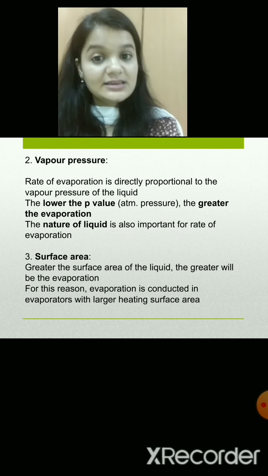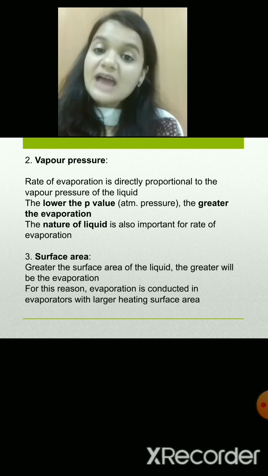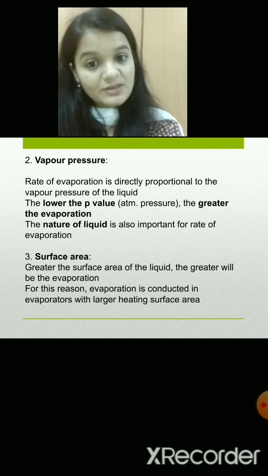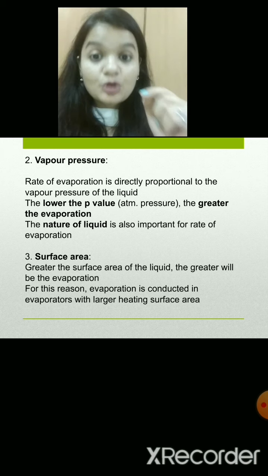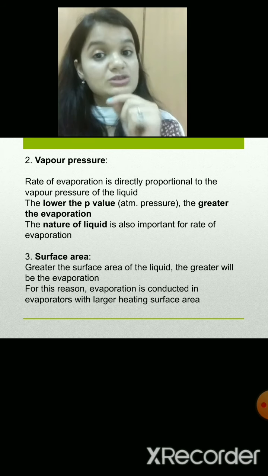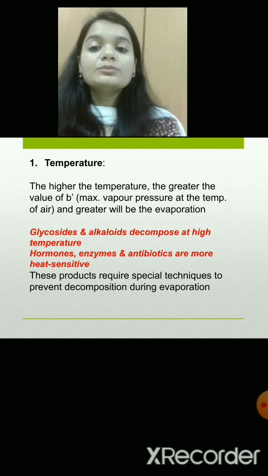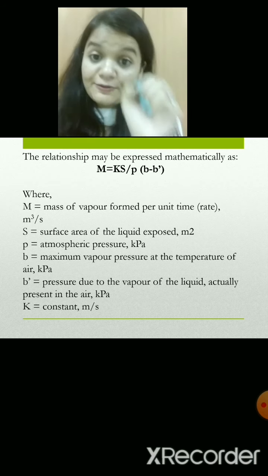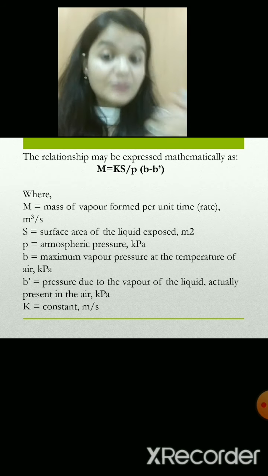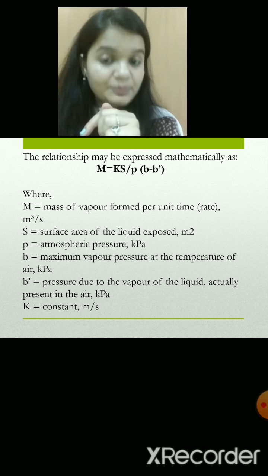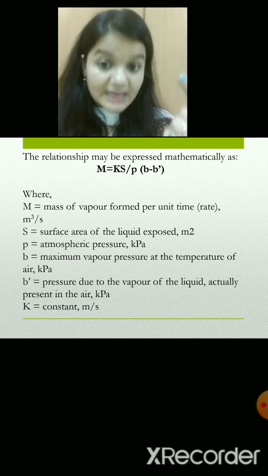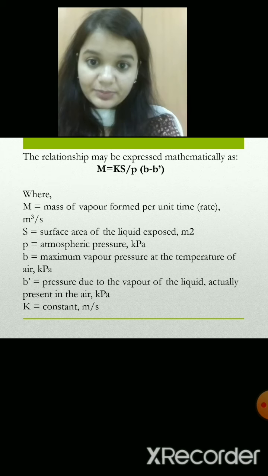Now let's take the second factor, that is vapor pressure. As we have already discussed, the rate of evaporation is directly proportional to the vapor pressure of the liquid. Higher the vapor pressure of the liquid, higher is the rate of evaporation. But here the atmospheric pressure also plays a major role, right? Atmospheric pressure in this equation is inversely proportional. So if the atmospheric pressure is high, the rate of evaporation decreases, and if it is having low atmospheric pressure, then the rate of evaporation increases.